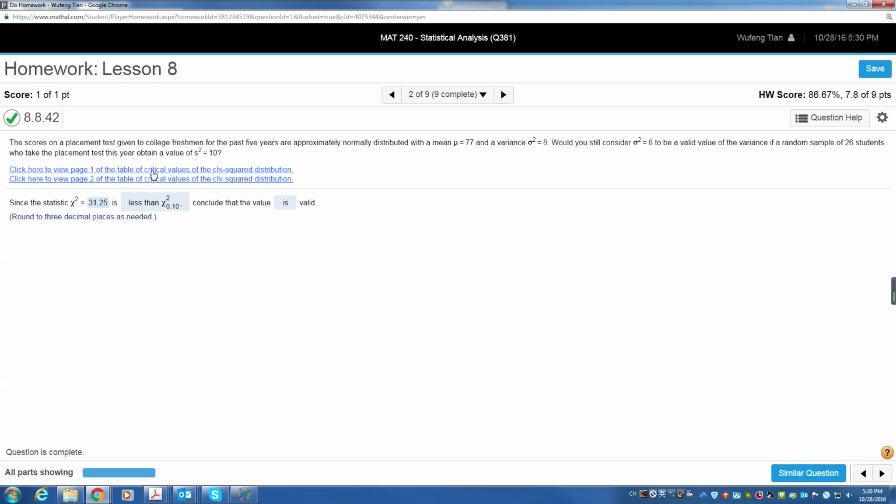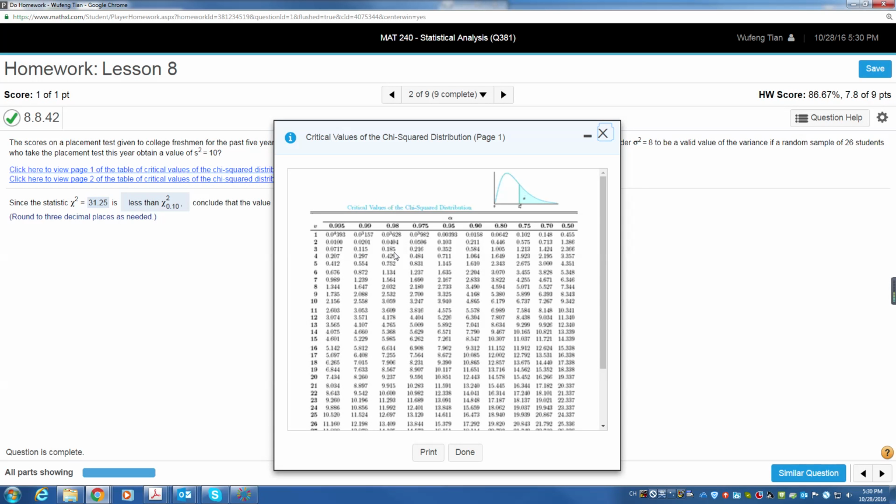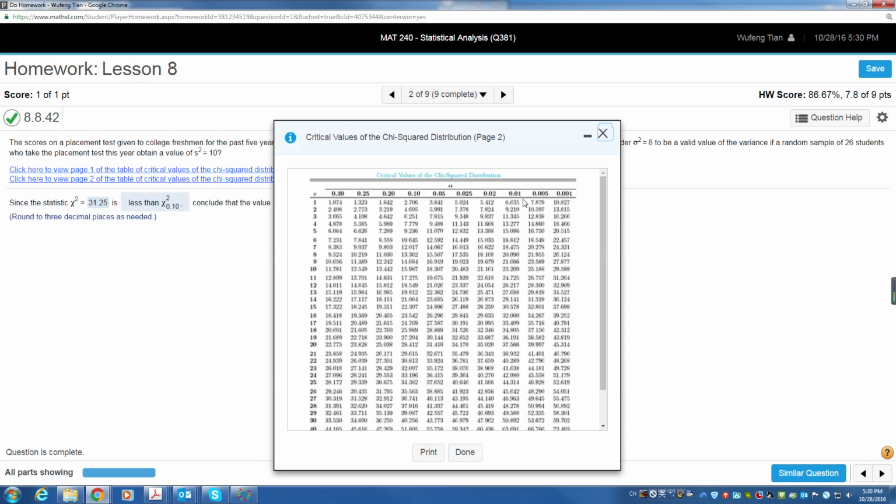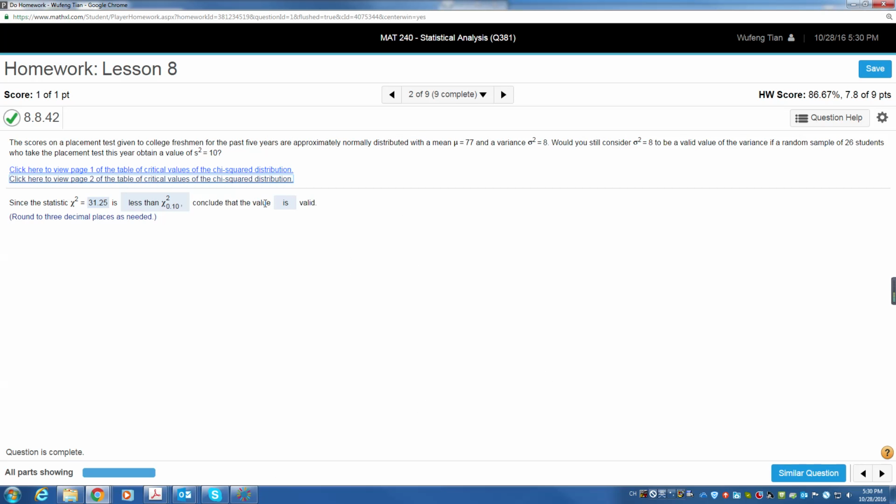And then you check the chi-square 0.1, which is given here for 25, 34.38432. So chi-square 0.1 is bigger than this value, so our value is less than chi-square 0.1, so we conclude the value is valid.